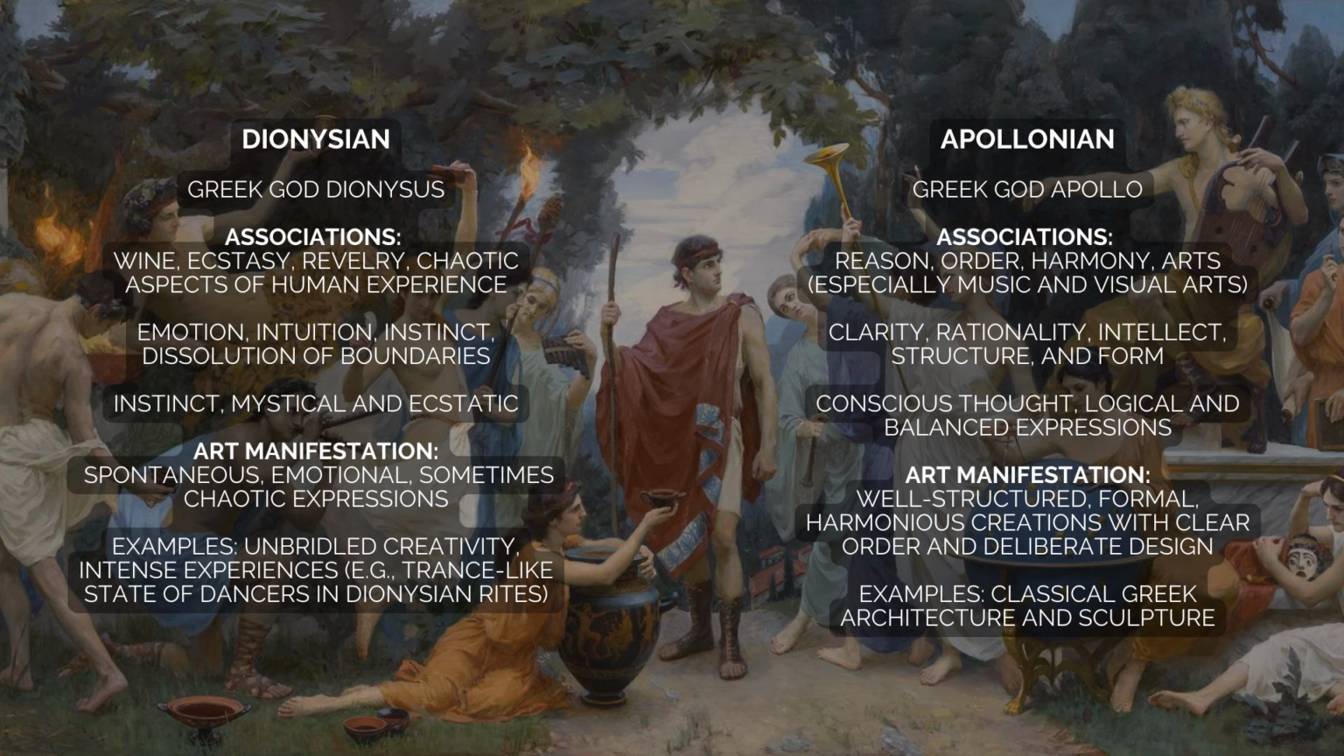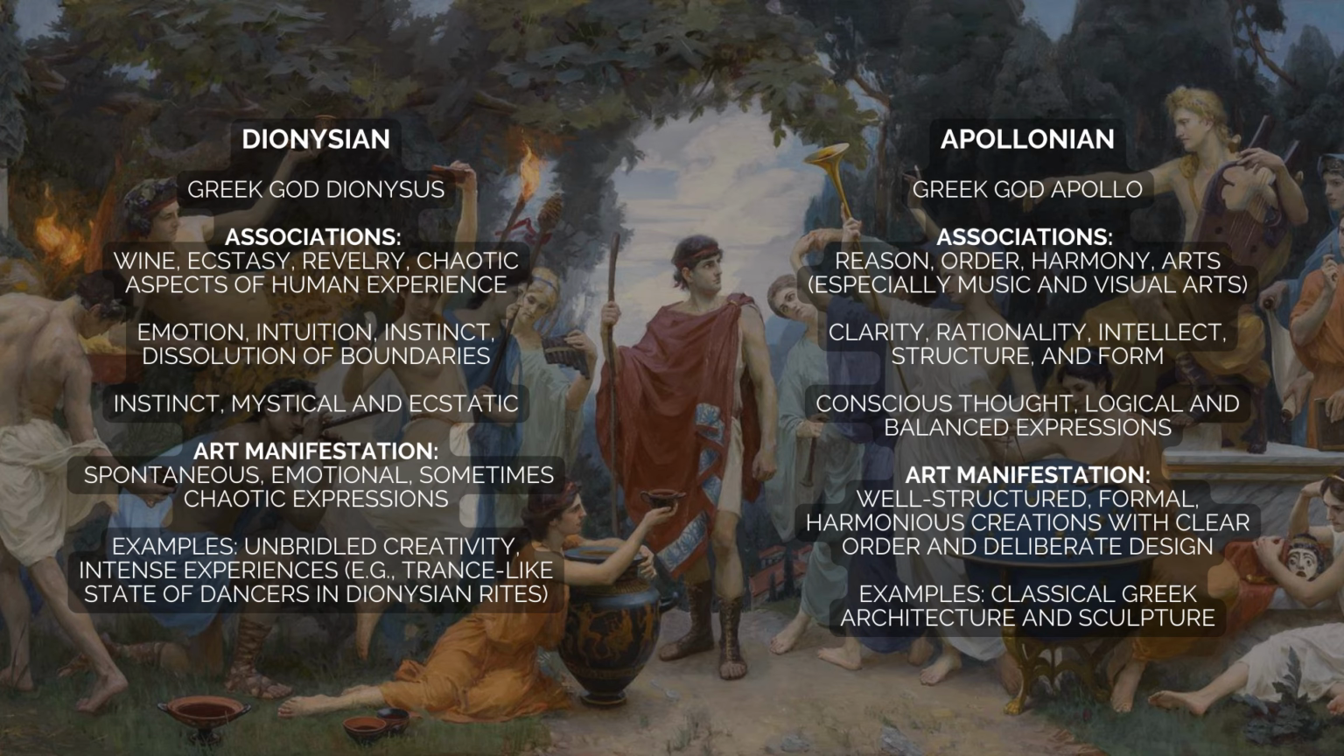And in art, the Dionysian manifests as spontaneous, emotional, and sometimes chaotic expressions, often involving unbridled creativity and intense experiences, such as the trance-like state of dancers in Dionysian rites. And from a Jungian lens, the Dionysian corresponds to the unconscious emotions and the primal instinctual forces within, representing the depths of the human psyche, which can be both creative and destructive.